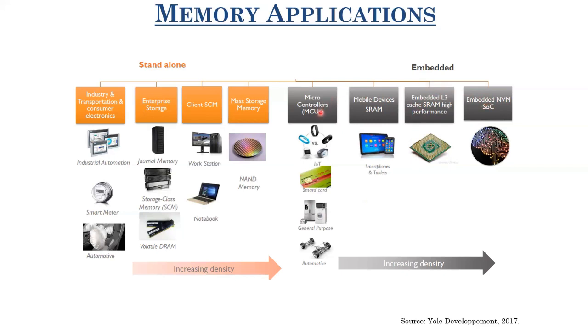If you talk about the density, for microcontrollers, automobile systems and general purpose devices, the size is already very large, so even if the density is smaller, it works fine. However, as you go towards SoC and L3 cache, the density has to increase, and that is a major requirement, right? So with this introduction to the applications, let us look at some of the forecasts for different memory markets.